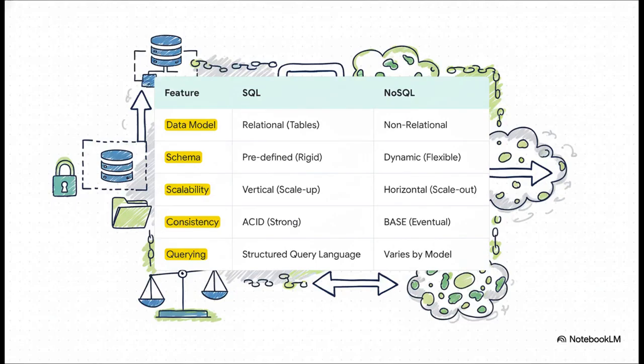This is your ultimate cheat sheet. You've got SQL on one side, with its rigid schemas, vertical scaling, and ironclad consistency. And on the other, you've got NoSQL, with its flexible schemas, horizontal scaling, and eventual consistency. It really is the classic trade-off, structure versus scale.